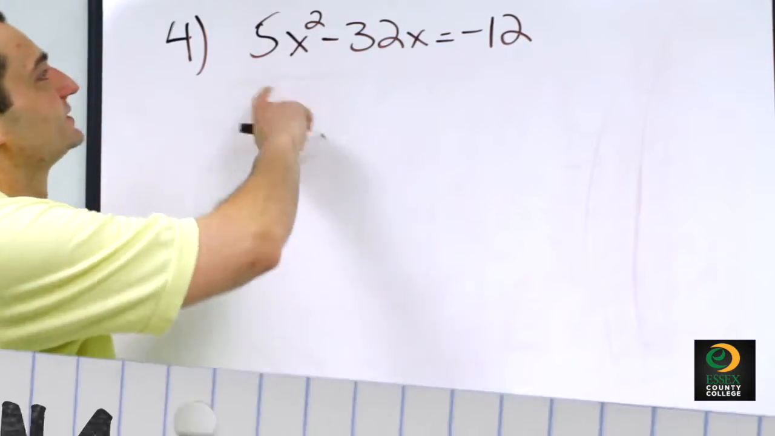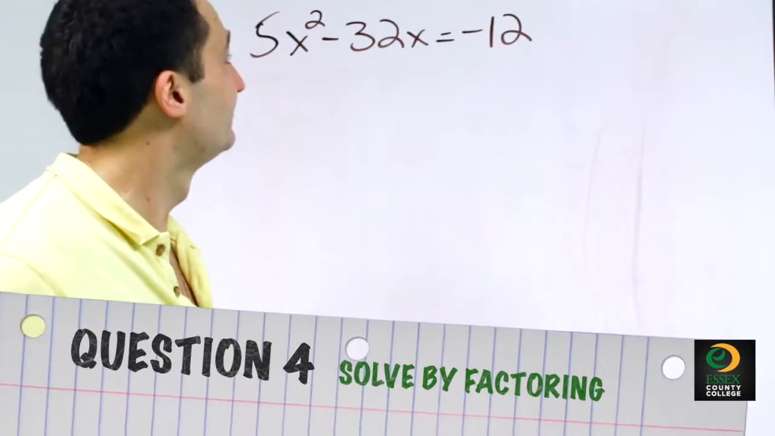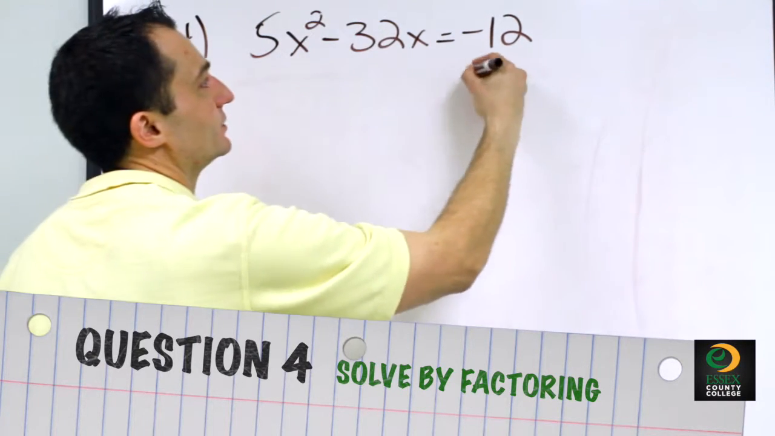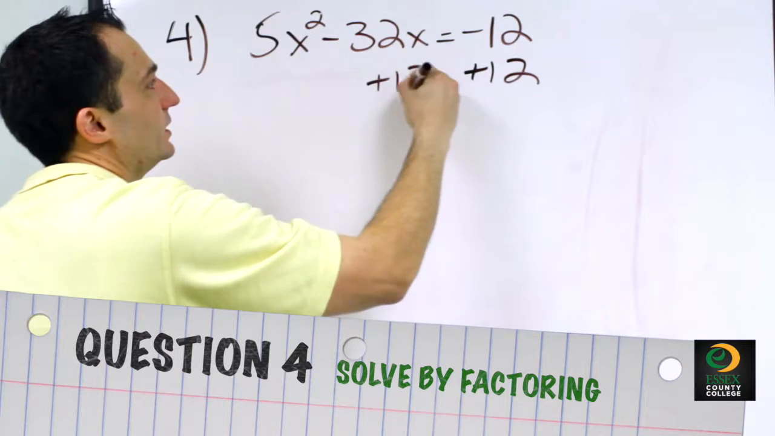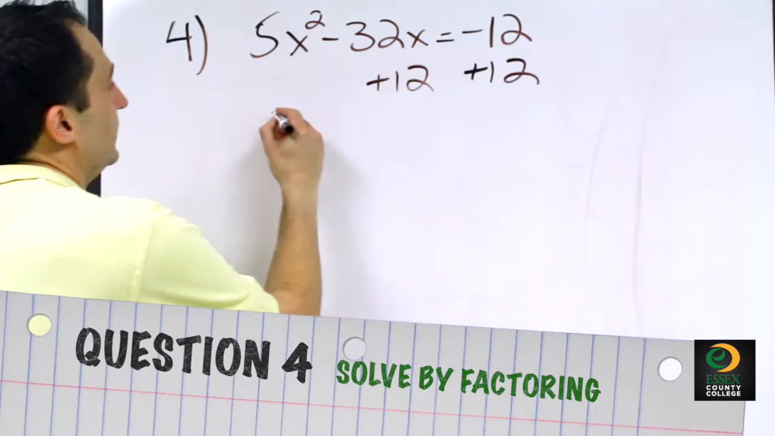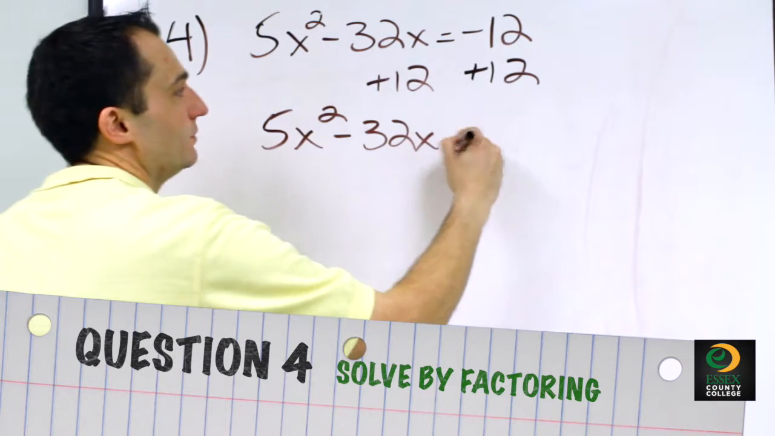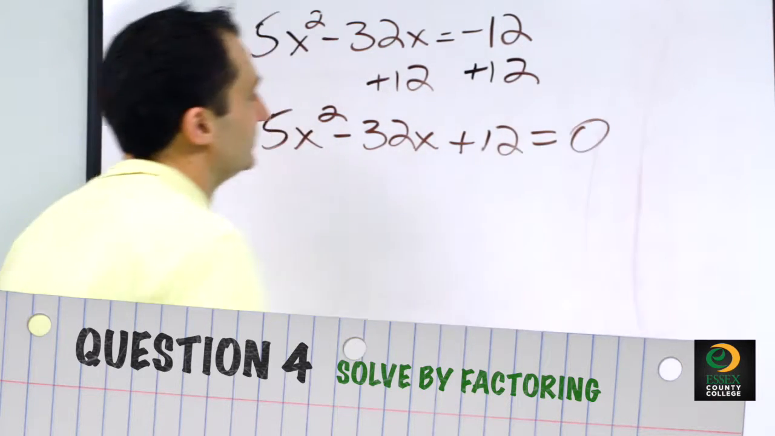Problem number 4 asks us to solve the following equation by factoring. Our first step would be to move the negative 12 to the left-hand side of the equation. So we're going to add 12 to both sides of the equation. And our new equation is 5x squared minus 32x plus 12 equals 0.